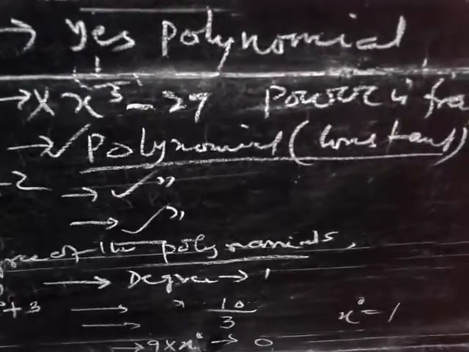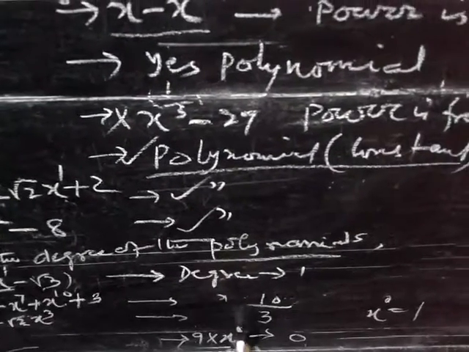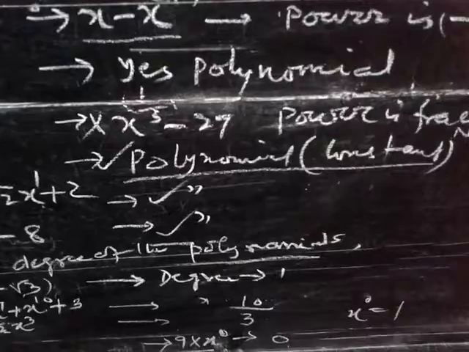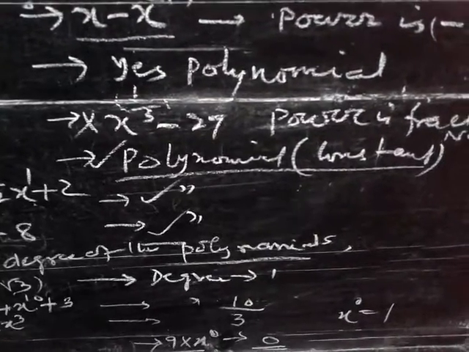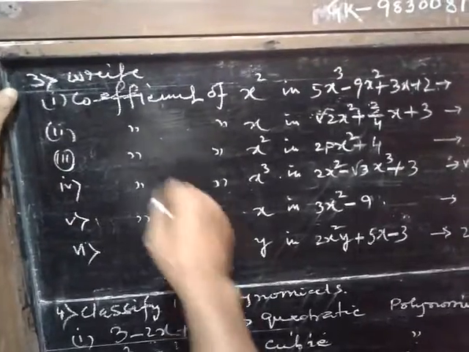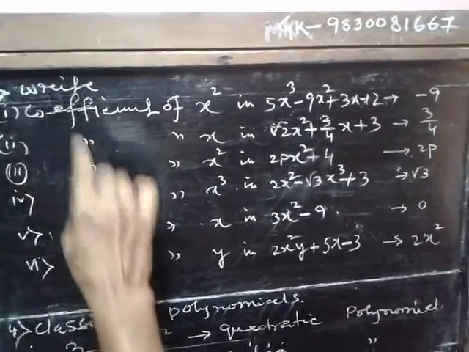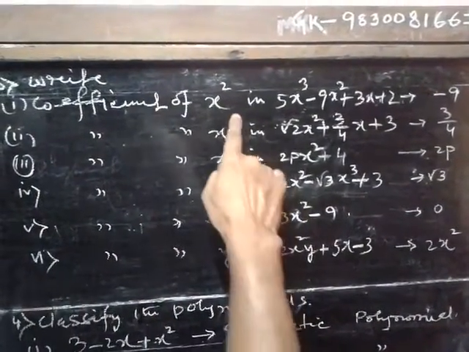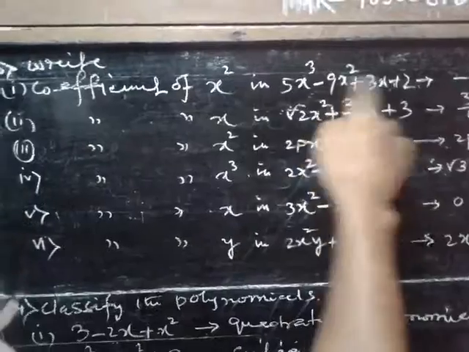So 9 into 1 you can also express like this. So here the variable power is 0, so this is actually degree 0. Number 3, write the coefficient of x square in this expression.